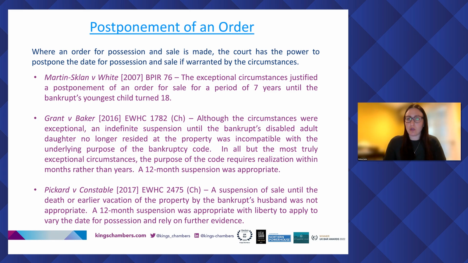In that case, the courts held that the exceptional circumstances justified a postponement of an order for sale for a period of 7 years until the bankrupt's youngest child turned 18. So ultimately, they were protecting the children here. Both children up until the age of 18 required the support network in the locality of the property, and therefore it was appropriate to delay the possession and sale until the time that both children turned of adult age. We then look at the case of Grant and Baker.